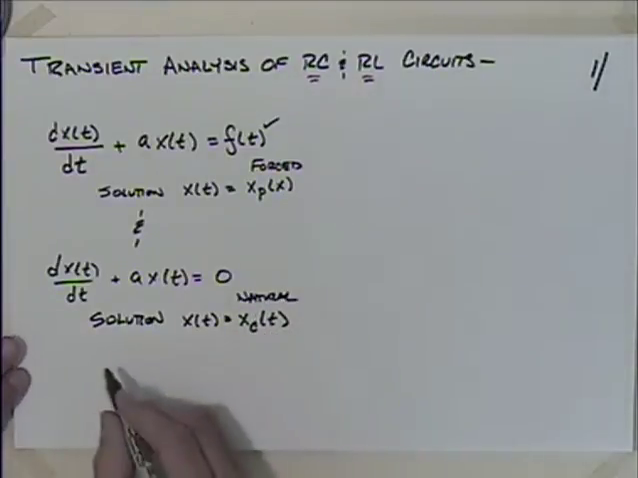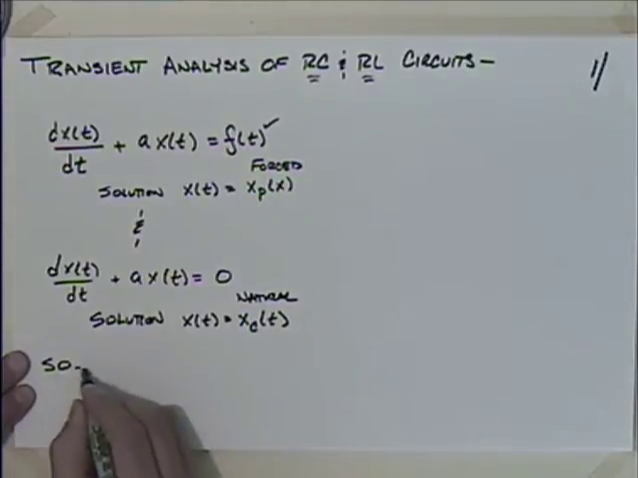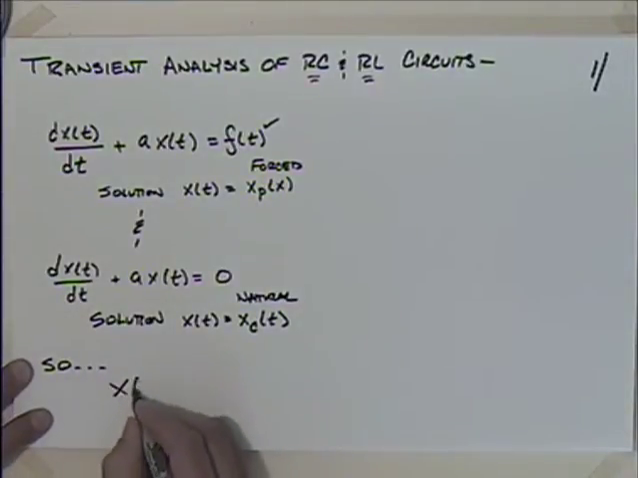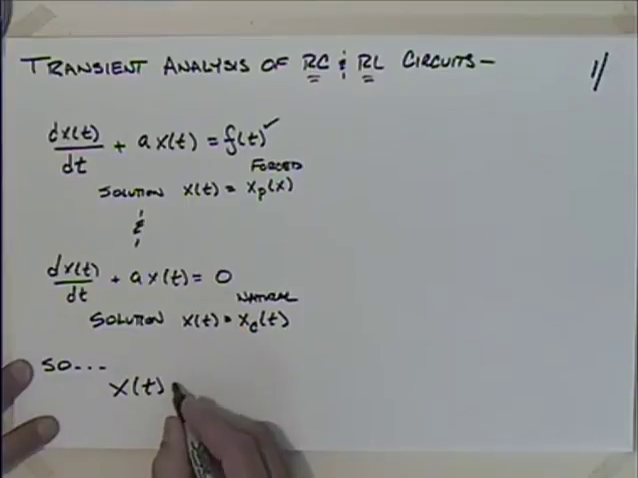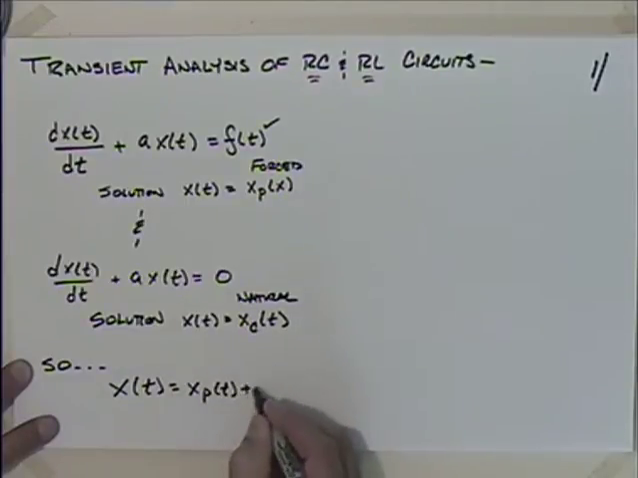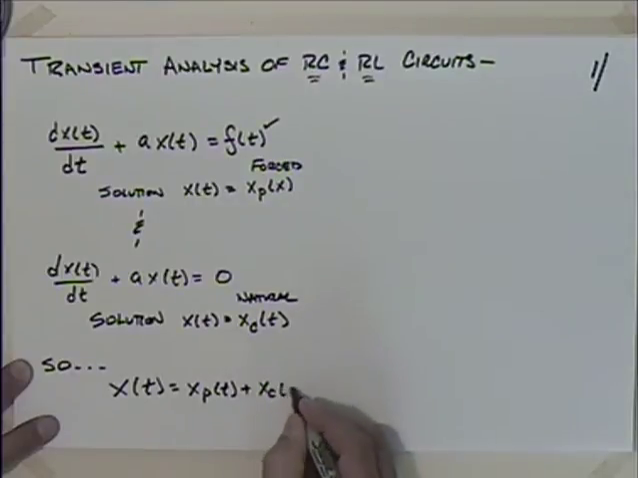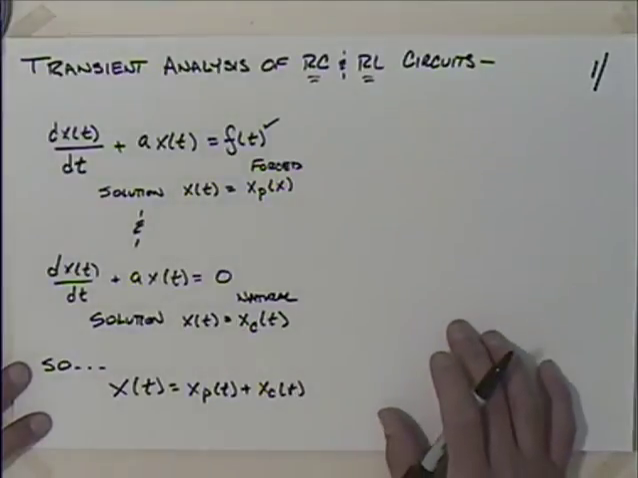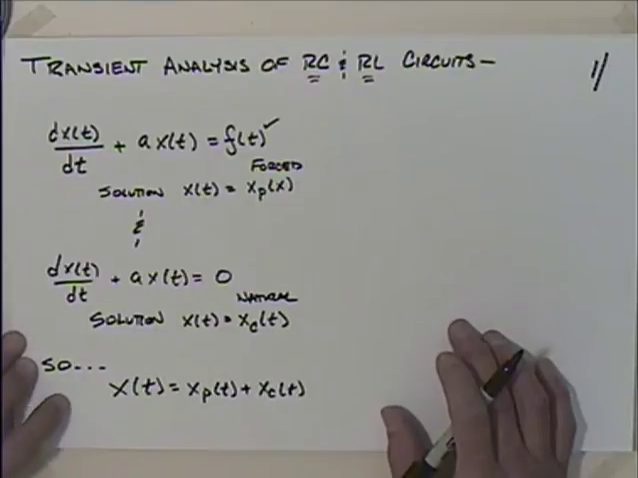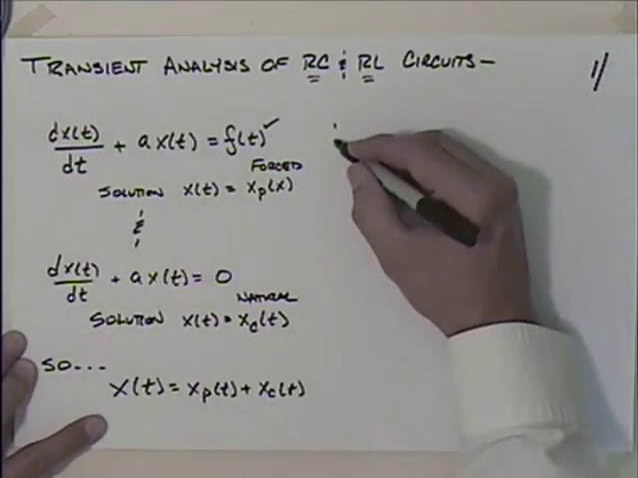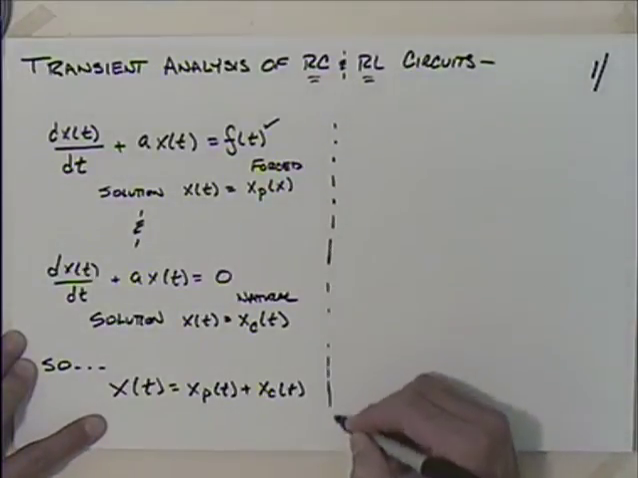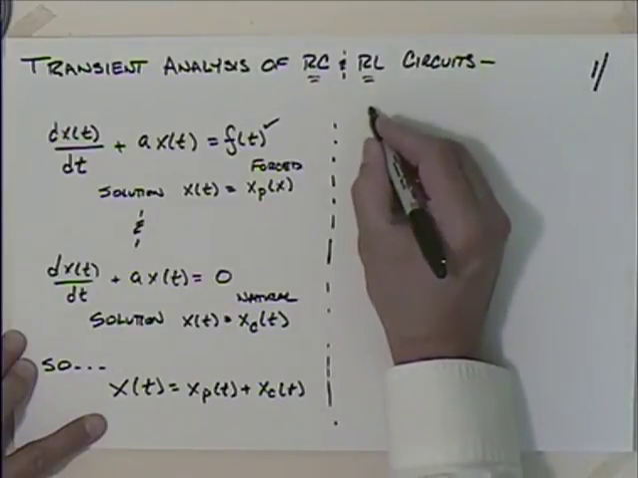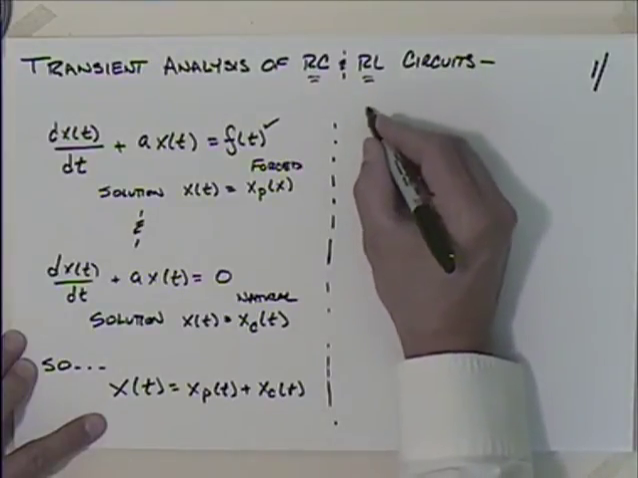Okay. So then any reasonable solution would include both of these, that x of t is going to be equal to the particular solution plus the complementary solution. Okay. So that's generally where we started. We're going to do a few things here. What I'd like to say is that we're going to look at f of t as a constant.